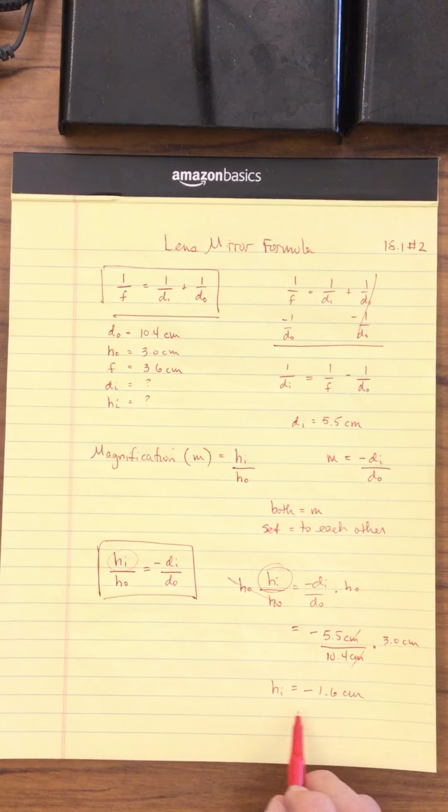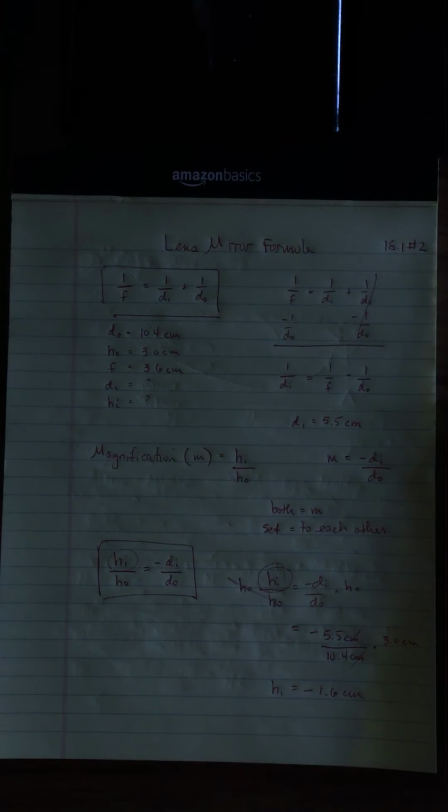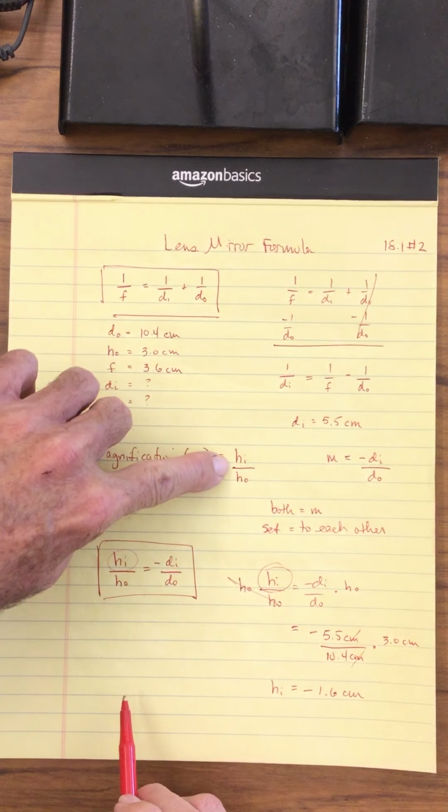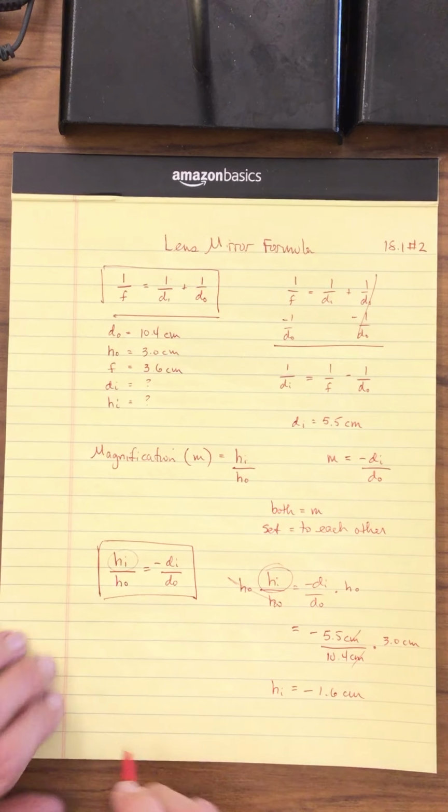What does this mean, that the height is going to be negative? That means it's going to be inverted. And if it's inverted, what type of image is it going to be? Is it going to be real or is it going to be virtual? The answer to that is it is going to be a real image. So let's go ahead and calculate the magnification of this. We calculated the height. Let's calculate the magnification, which is the height of the image over the height of the object.